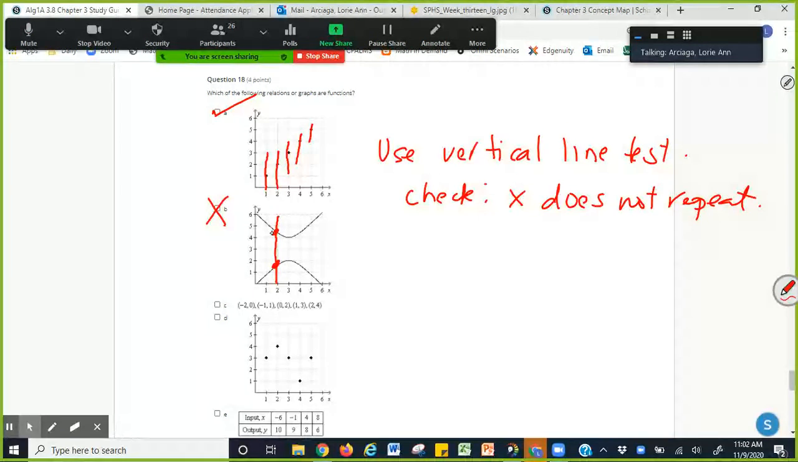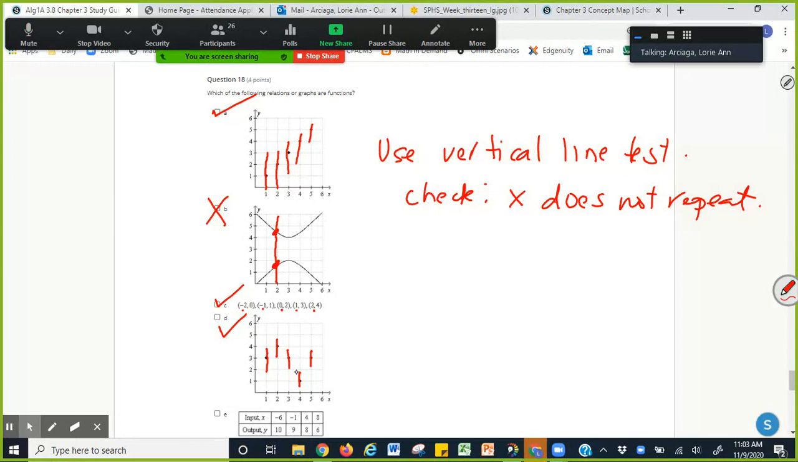Okay, now we're going to check whether the x repeats or not. -2, -1, 0, 1, 2. So no x is repeating. That's a function. What about this? If you make the vertical line, it again just touches the circle or the dot at one point. So that's a function. Okay.